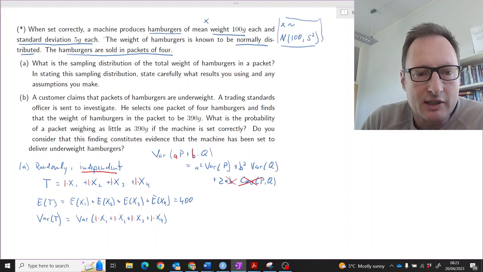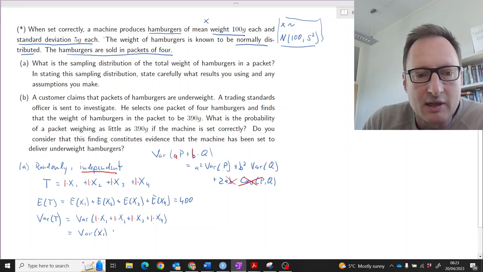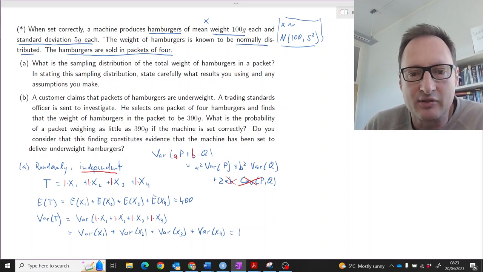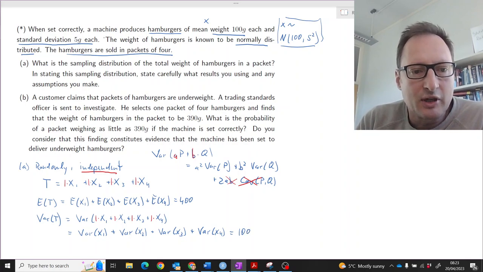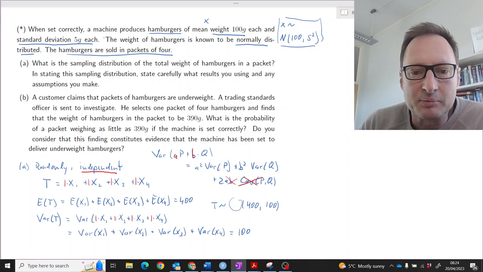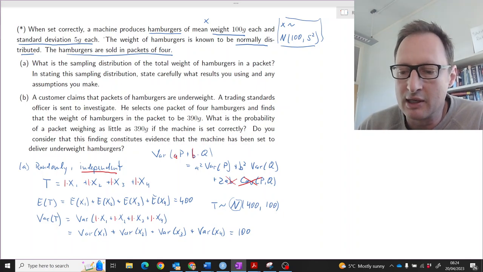So in this context, this will be 1 squared, which is just 1, times the variance of X1, plus 1 squared times the variance of X2, plus 1 squared times the variance of X3, plus 1 squared times the variance of X4. Each of these variances is 5 squared, which is 25, and therefore we have 4 times 25, and that is 100. So we have the expected value and the variance. Lastly, what is the distribution? We know T has an expected value of 400 and a variance of 100. But what is the distribution? Each of X1, X2, X3, and X4 is normally distributed. A linear combination of normally distributed random variables is again a normal distribution. So this is our sampling distribution.